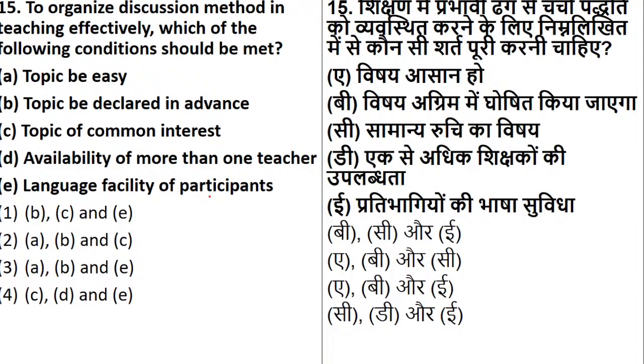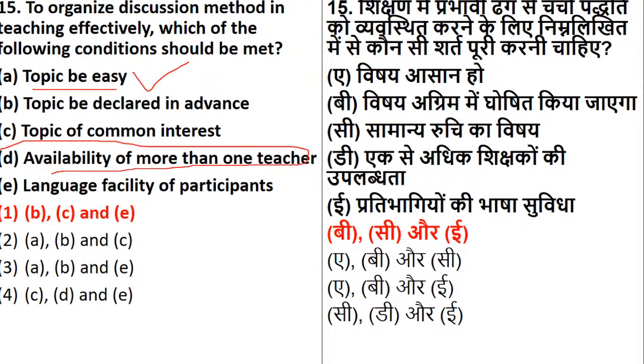You can eliminate options to get the correct answer. See the first option itself, topic to be easy. The discussion method is basically to make teaching effective, so it is not important that your topic should be easy. As well as the option availability of more than one teacher, that is option D. Even option D is definitely not an effective point in making the discussion method effective.